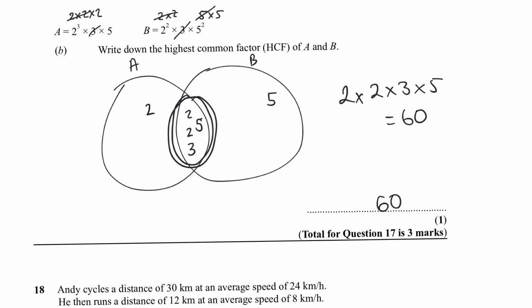Okay, let's move on. So then there's question 8. Andy cycles a distance of 30 kilometers at an average speed of 24 kilometers per hour. He then runs a distance of 12 kilometers at an average speed of 8 kilometers per hour. So we need to work out his total time. So we're going to work out his total time for the first leg. So I'm going to quickly draw the triangle of speed equals distance over time. So to work out time, we would end up doing distance divided by speed.